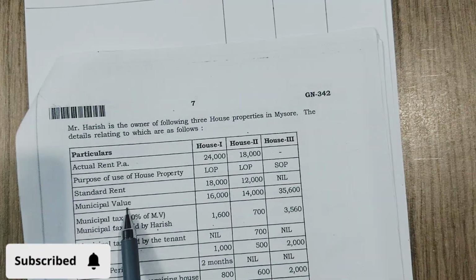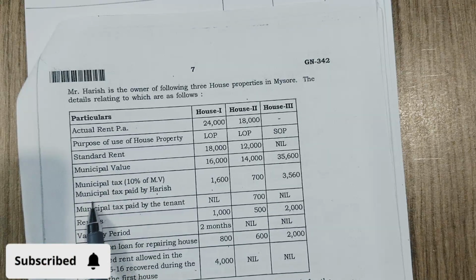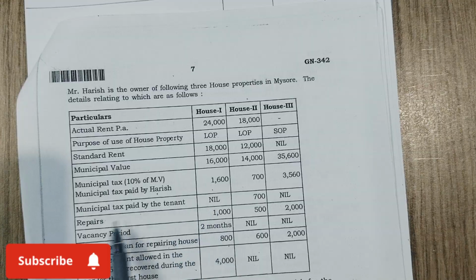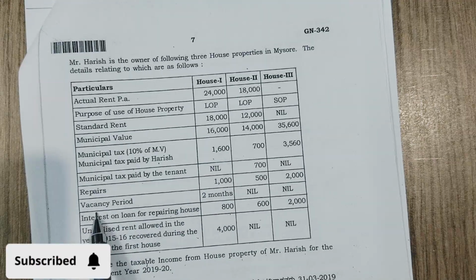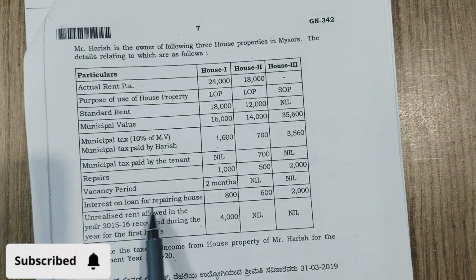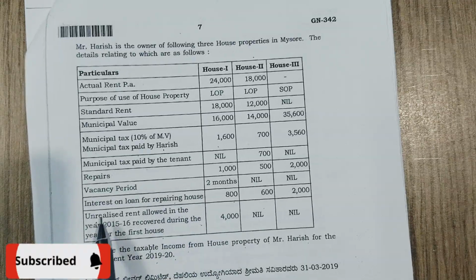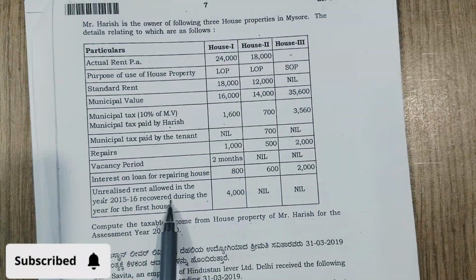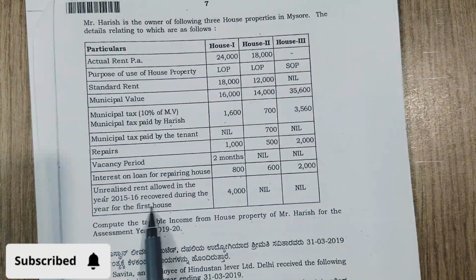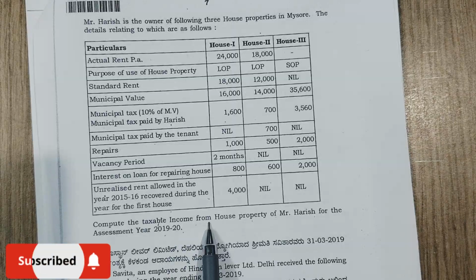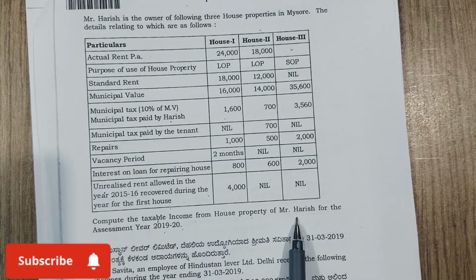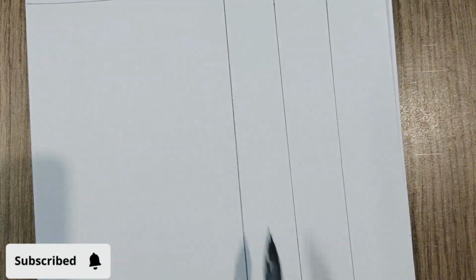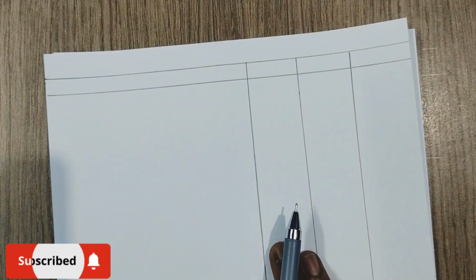Standard rent, municipal value, municipal tax paid by Arish, municipal tax paid by tenant, repairs, vacancy period, interest on loan for repairing the house, unrealized rent allowed in the year 2015-16 recovered during the year for the first house. Compute taxable income from house property of Mr. Arish for the assessment year 2019-20. So one new adjustment is also there. Let us calculate.